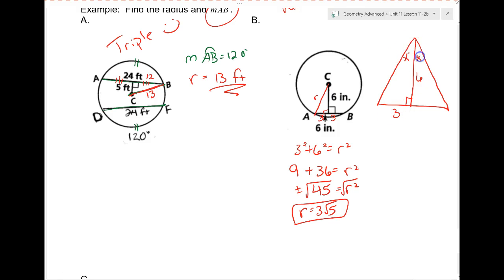Here's my question. Can I solve for half of it? And how would I solve for half of it? I can't use 36 to 90 because the pattern doesn't hold. I can't use a 45, 45, 90 because 6 and 3 aren't the same size. What's the only other option, especially if I'm looking for the measure of an angle? It's going to be trig.